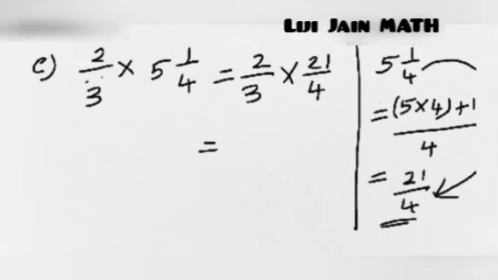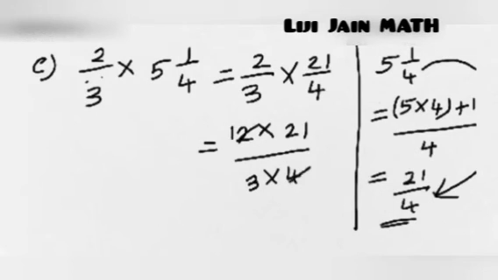Which are the numerators? 2 and 21. So product of the numerators means 2 into 21, down, product of the denominators means 3 into 4. Can we stop like this? Not at all. What to do? We have to check whether there exists any common factor. Any common factors exist? Yes, 2 and 4 can be cancelled by the 2 table.